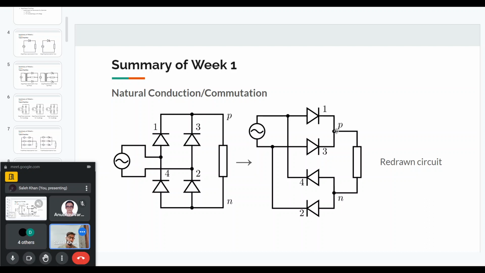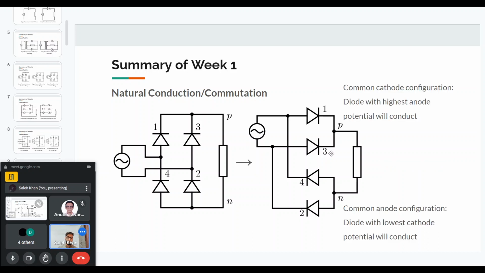And how we determine which diode will turn on is based on which configuration the diodes are in. For the common cathode configuration, the diode with the highest anode potential will conduct. That means for diodes 1 and 3, the diode which has the highest anode potential will conduct. The other diode will be reverse biased and will turn off. For the common anode configuration, the diode with the lowest cathode potential will conduct. That will be forward biased, and the other one will be reverse biased.